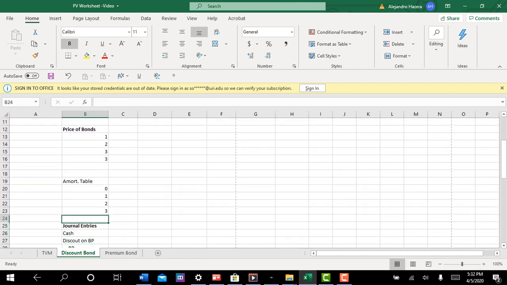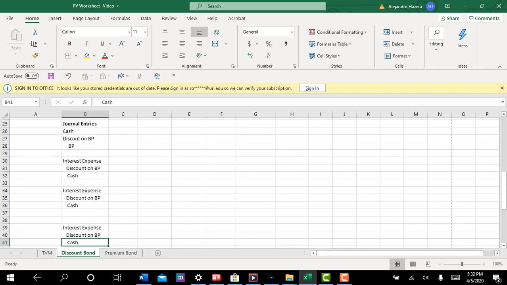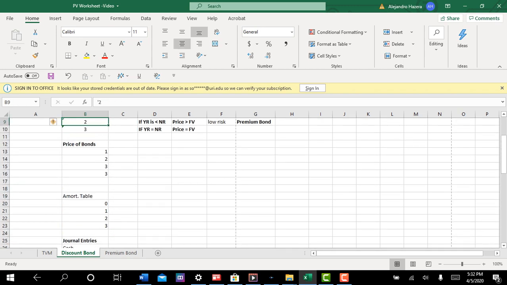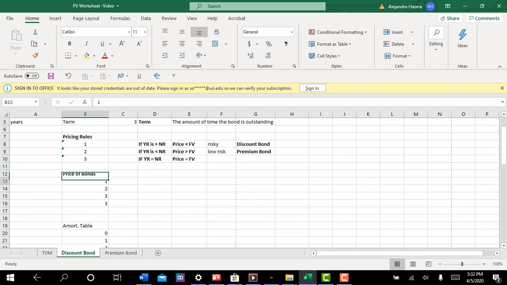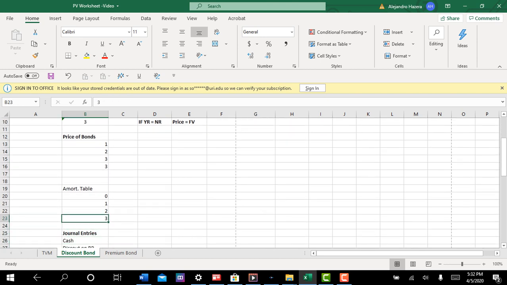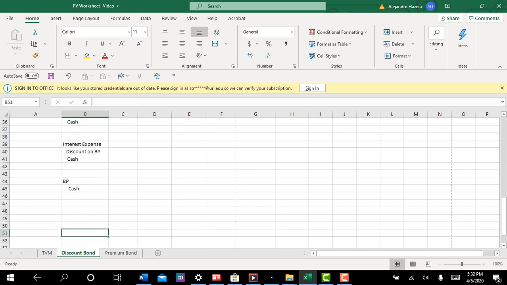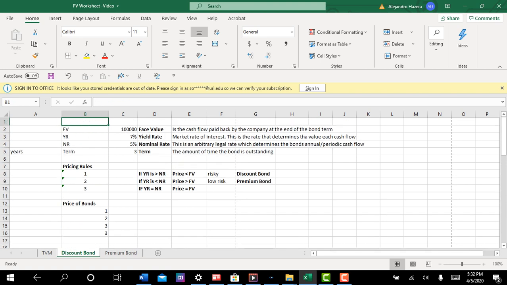This one you have to be very careful with because it's something new for all of you, I think. So we'll do the amortization table. And once you have the amortization table constructed, then you can build all your journal entries, and we'll even construct a balance sheet out to the right. Okay, so let's do this. Let's first compute the price of the bond. And the price of the bond is going to be very simple.